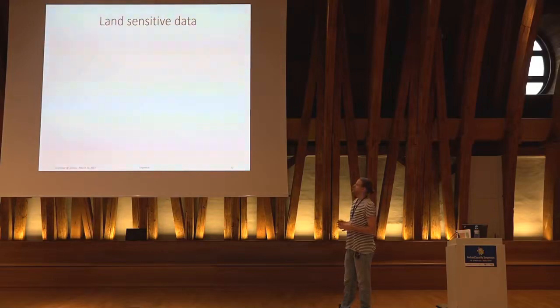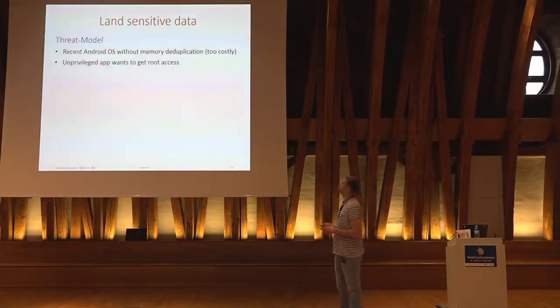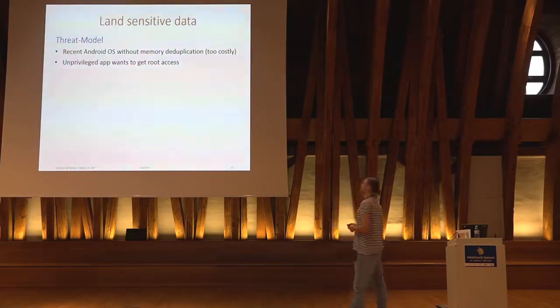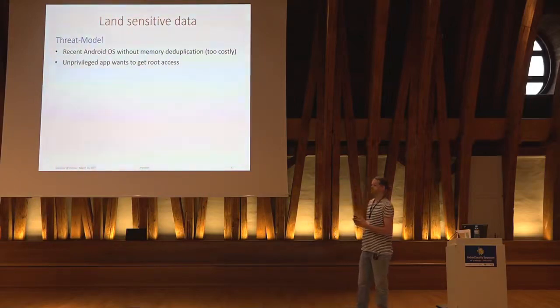But then the second step of the attack, landing sensitive data. What are we going to do here? Let's look at the threat model. We're going to assume a recent Android operating system, without memory deduplication enabled, because it's too costly to have this on a mobile device. And then we have an unprivileged app that wants to get root access.